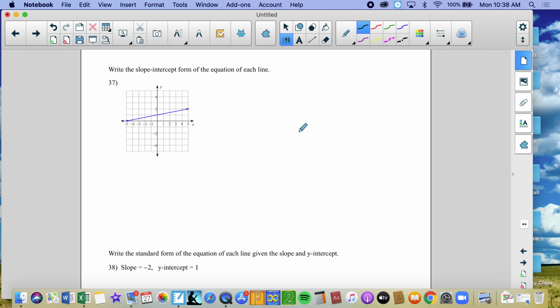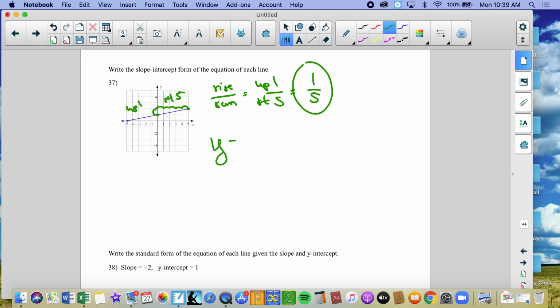Write the slope-intercept form of the equation of each line. This is nice. It's super easy. My intercept is 1. I'm going to find 2 points, and then I'm going to see what the slope is. I'm up 1, and 1, 2, 3, 4, 5. Right 5, rise over run. I rose 1. I went right 5. Up is positive, right is positive, so my slope is 1/5. So my equation is y equals mx plus b, plugging in for the slope and the intercept. My slope is 1/5. My intercept is 1.